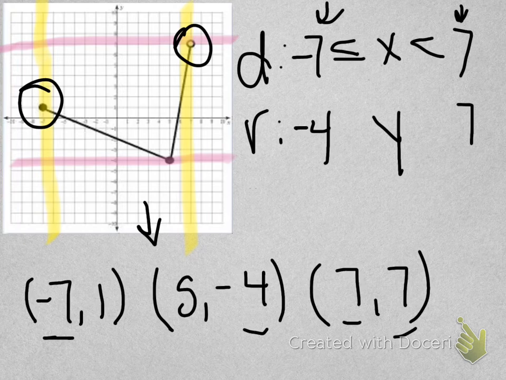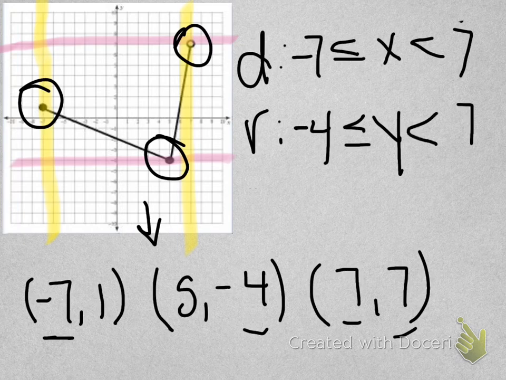Now for my range, my domain is done. We're done with domain. All right, one answer down, one more to go. When y is -4, that is right here. That's a closed circle, so it's going to get less than or equal to. My highest point, so when y is +7, it is an open circle, so it's just going to get less than. And that is your final answer right here.